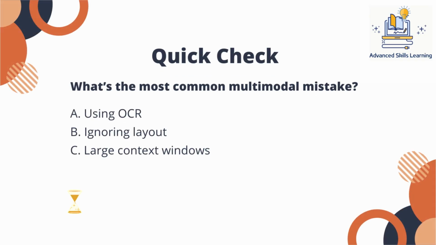Quick check, 2 seconds. What's the most common multimodal mistake? A. Using OCR. B. Ignoring layout. C. Large context windows. Keep your guess. The answer is B. Ignoring layout, because layout is what gives information its meaning.